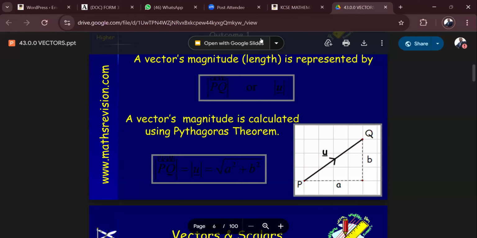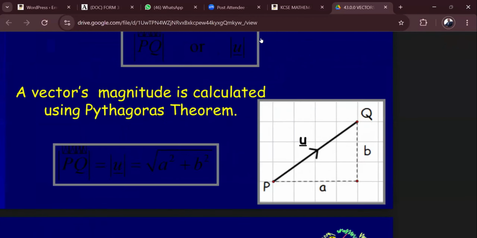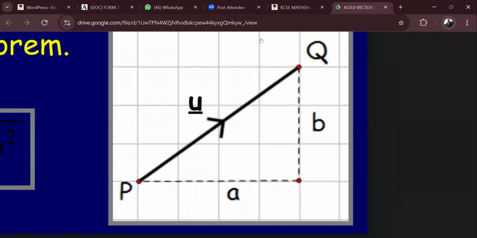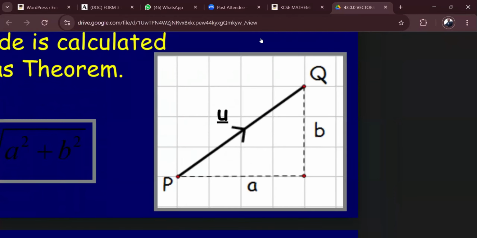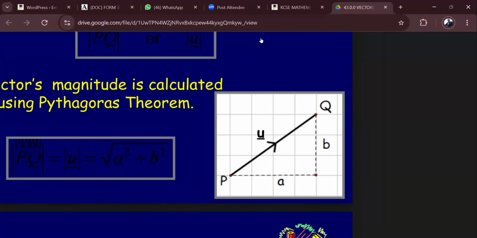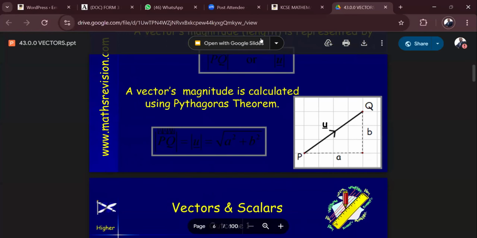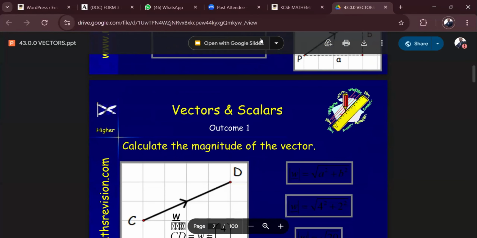We borrow this from Pythagoras theorem of a right angle triangle. Ukiangalia vector from P to Q, you move how many units on the x-axis here? From P to Q, you are moving how many units? To count 1, 2, 3, 4. So you are moving 4 units on the x-axis, and how many units on the y-axis? 1, 2, 3. So itakuwa 4 squared plus 3 squared, square root, you get 5. We are borrowing from the Pythagoras theorem. Okay.